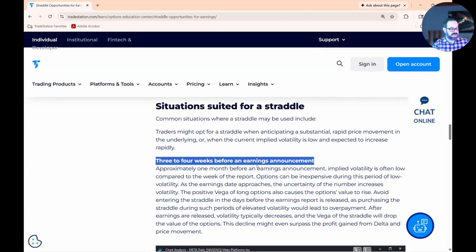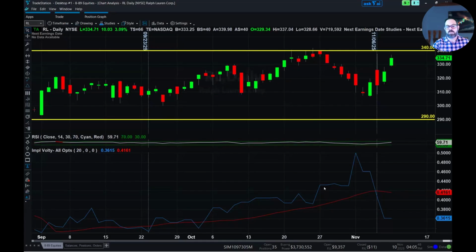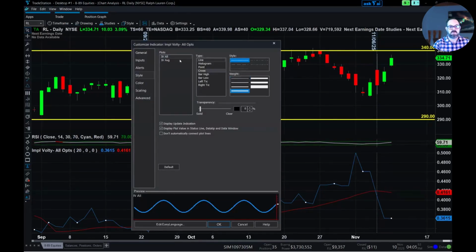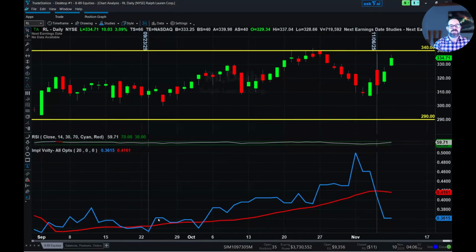And the reason behind that is when you try to trade right at the announcement, which a lot of traders do, they try to put in the trade the day of or a couple days before, what you'll see is those options might be very overpriced. This is implied volatility, which I don't know why we're squinting. I can make those lines bigger. Anyway, you can see the blue is implied volatility for all options. The red is that average going back.